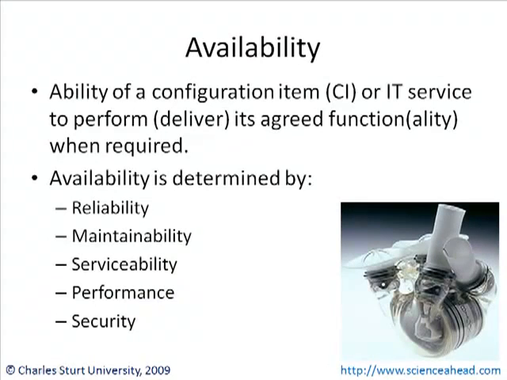So what's the definition of availability? Well, it says here availability is the ability of a configuration item, a CI, and a CI is any part that is part of your IT infrastructure that you need to keep under control. So the ability of a CI or IT service to perform or deliver its agreed function or functionality when required. So I need to be able to use my service when I need it.